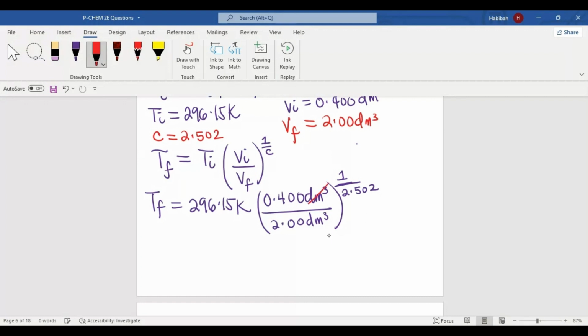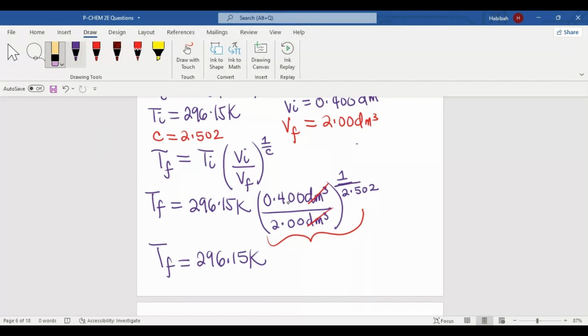So cancel decimeter cube, you end up with T final is equal to 296.15 kelvins. Now, this entire information I'm going to put in a calculator. If you don't know how to put complex information in a calculator, start learning to do that. Start learning to plug in fractions and powers in your calculator, because that's how you can solve questions like this. You're not going to be doing the math in your head, especially if you're in a test. That's not even going to be easy for you to do, to be honest. So you actually do need a calculator.